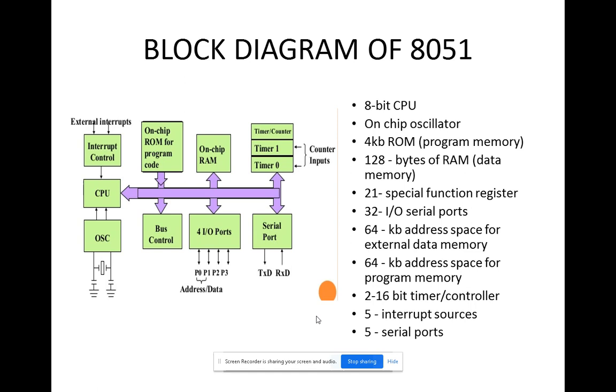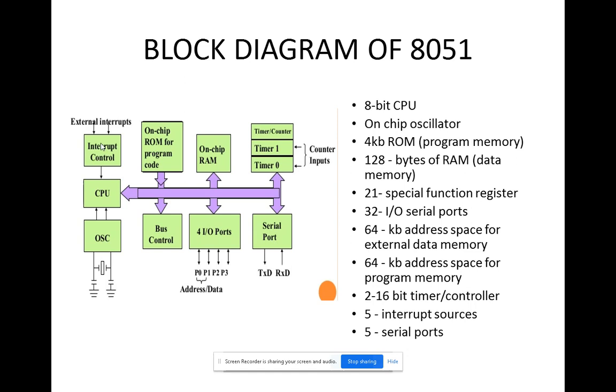So this is the overall block diagram of 8051. Here you will be having the CPU in the chip. Think of it as having all these blocks in a single chip. CPU is the central processing unit, where the processing will be done. This is an 8-bit central processing unit, and then the on-chip oscillator. The oscillator is used for generating the clock pulse so that the entire block operates at the same frequency or timing. Timing will be provided by the clock pulse. This is nothing but a crystal oscillator.